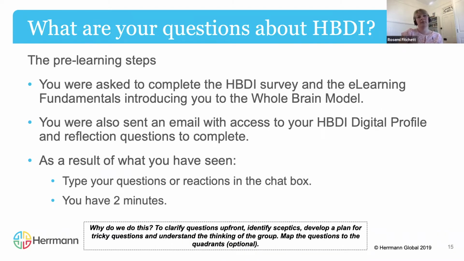The reason for this particular slide is that it helps me clarify up front what you want to know. If you were asking questions about HBDI, it would help me identify if you might be more of a skeptic, and develop a plan if there are tricky questions that I need to take offline. The other thing I could do is map questions to the quadrants. If I get a question about how will I use this, that's a green question. If I get a question asking why are we doing this, that's a yellow question. So I can start to map my questions to the quadrants and understand the thinking of my group and what they are asking of me. So that's another strategy you can use in the virtual learning environment.